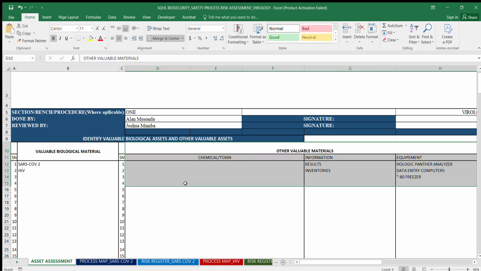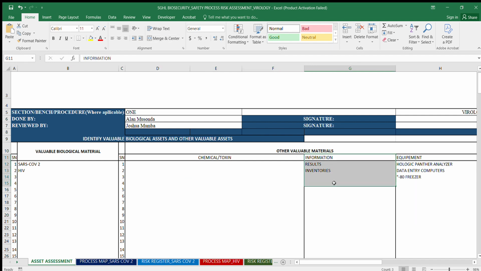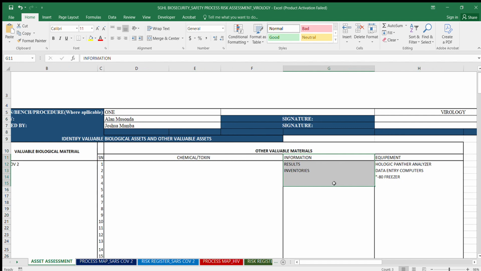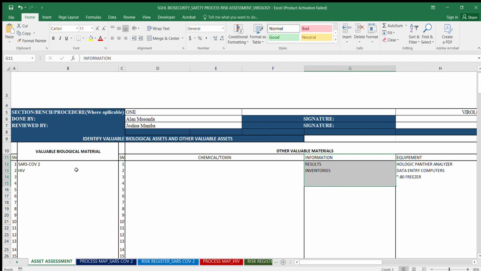Then for this part, this is where you indicate the other valuable materials. We are asking what other valuable materials can be in the lab. This is where you indicate your chemicals and your toxins. Then you also put other valuable materials such as your results and inventories. Then you have your equipment and other types of valuable materials. But for this particular session, we're mostly looking at biorisk, so we'll concentrate on the biological agents, and we will not really touch the other types of valuable materials.